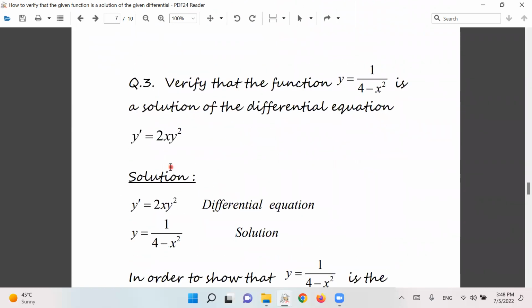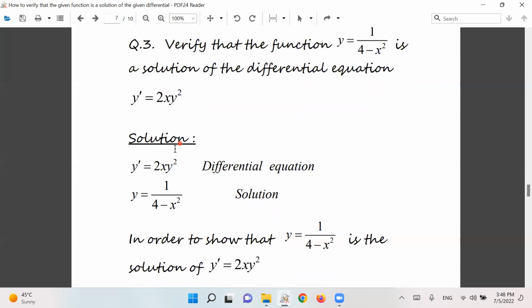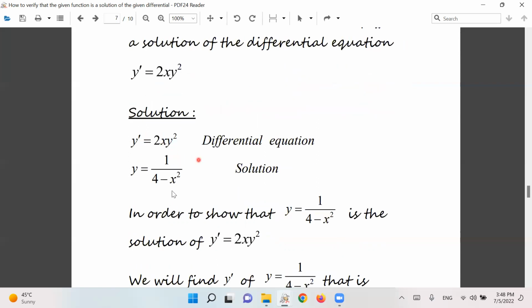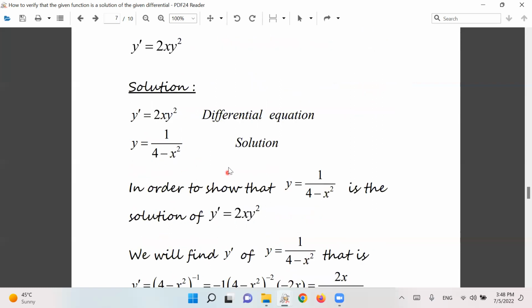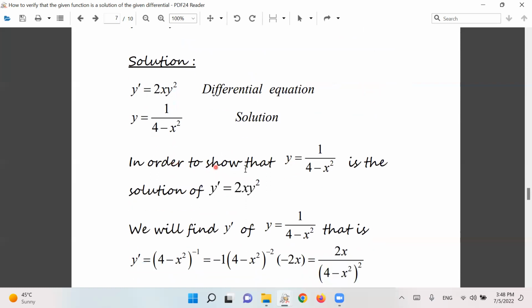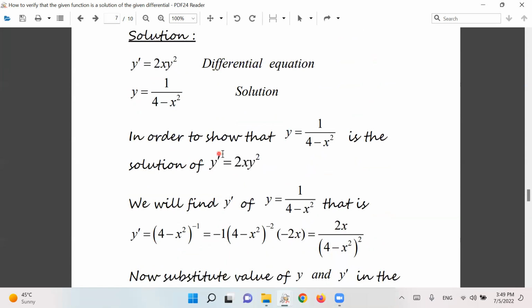Now question number 3 is also similar. Verify the function y equals 1 over 4 minus x square is the solution of the differential equation y dash equals 2xy square. How do we find the solution of this differential equation? The solution is already given, but we have to check whether this is a solution or not. In order to show that y equals 1 over 4 minus x square is the solution of y dash equals 2xy square, first we will take the derivative of y.